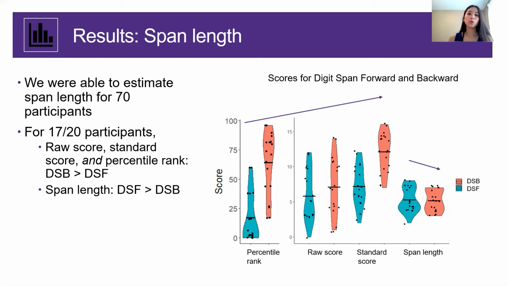Finally, we looked at how scores mapped onto span length itself. So we were able to estimate span length for 70 children based on the last item correct. For 20 participants, raw scores, standard scores, and percentile ranks indicated a higher backward score. But for the majority of those 17 participants, span length was still longer for the forward than backward score. So you can see on this graph, the percentile rank, for example, shows an advantage for the backward span task, but when we're looking at span length, it's still the forward span that's longer than the backward span.